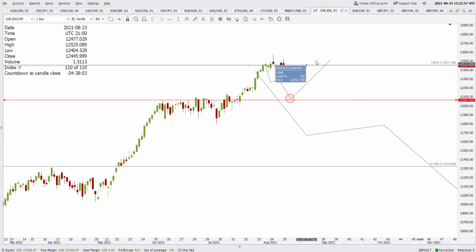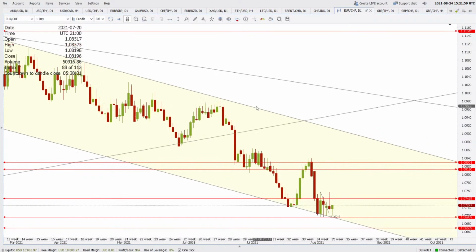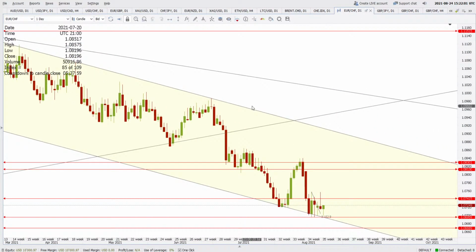Swiss index, nothing to talk about. Okay, Euro CHF, a bullish pin bar at the support region. This can be a good thing, but if you see that there is a bearish pin bar right at the resistance of 1.0741, so what should we do? Should we open a buy position or should we open a sell position?